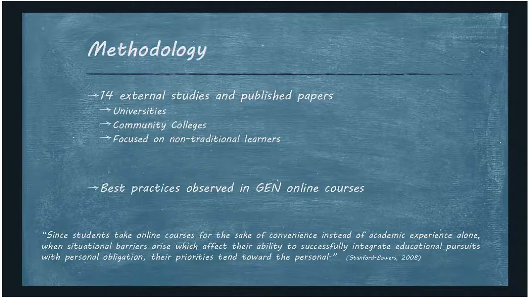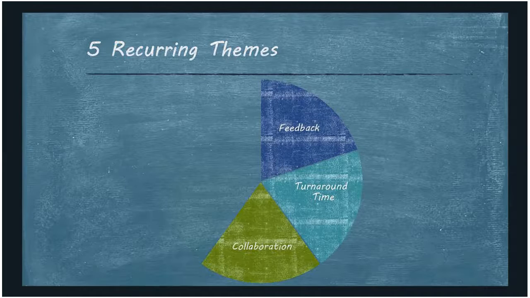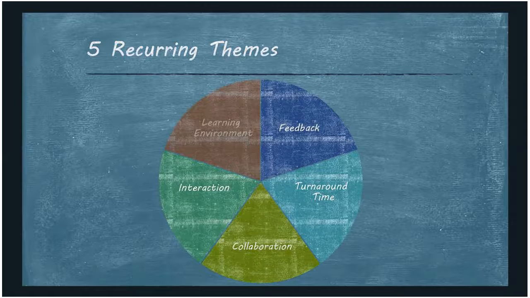So without further ado, here are the 5 keys that were drawn from these 14 studies. They all basically came back with 5 recurring topics that they all talked about. There were a couple outliers, but it was interesting to find that most of the papers mentioned at least these 5 things. And they are feedback, turnaround time, collaboration, interaction, and the learning environment.